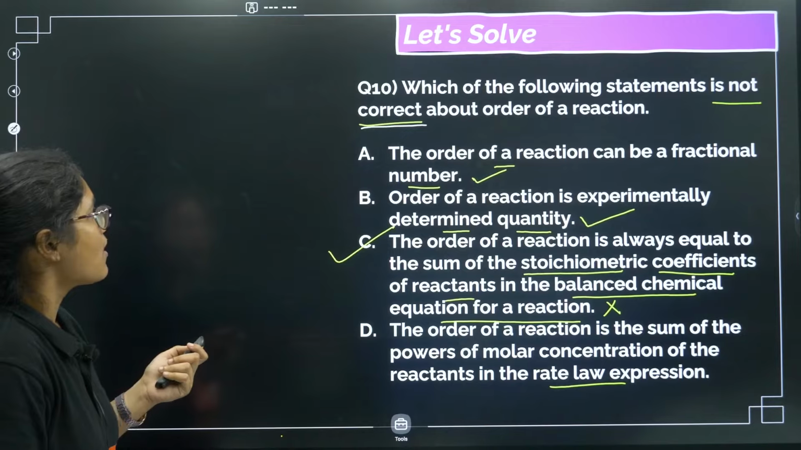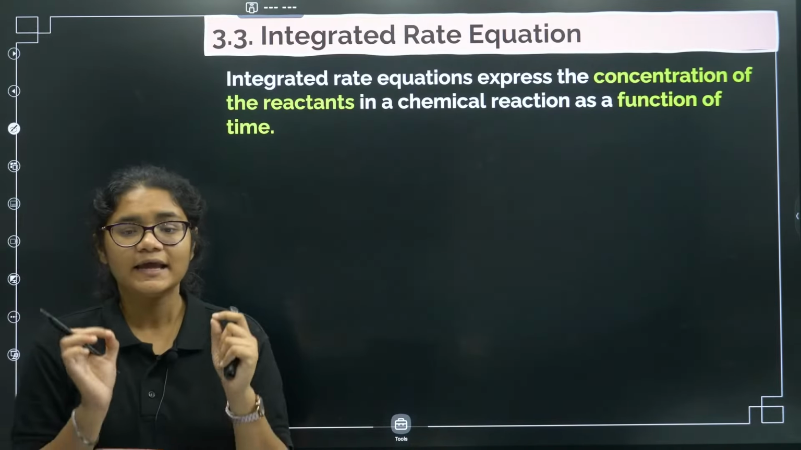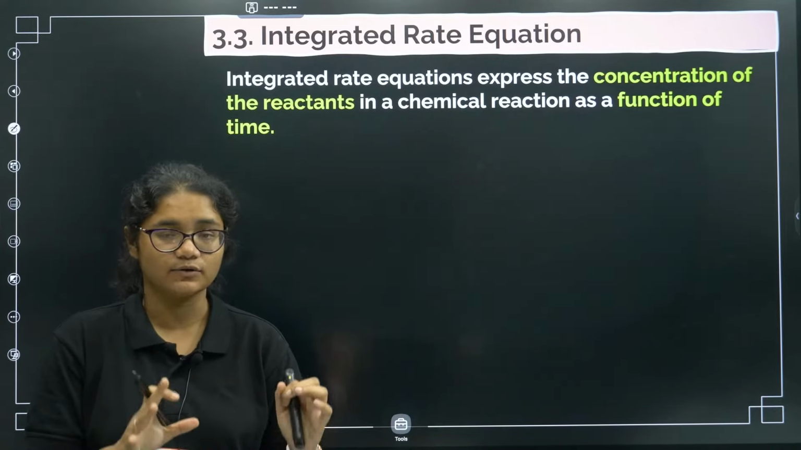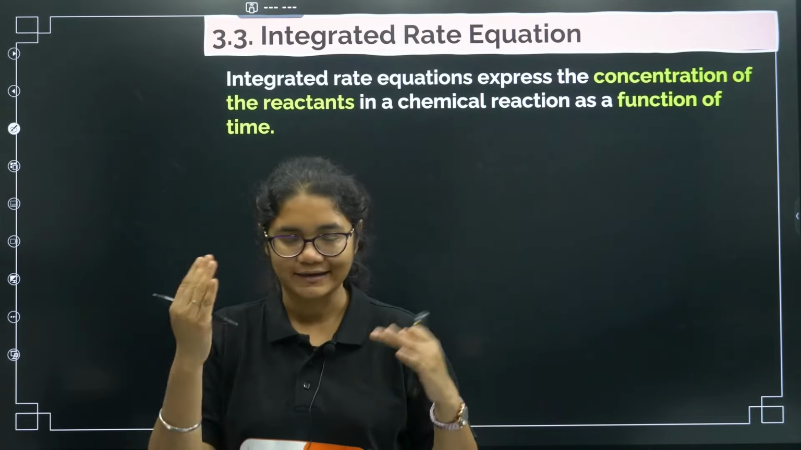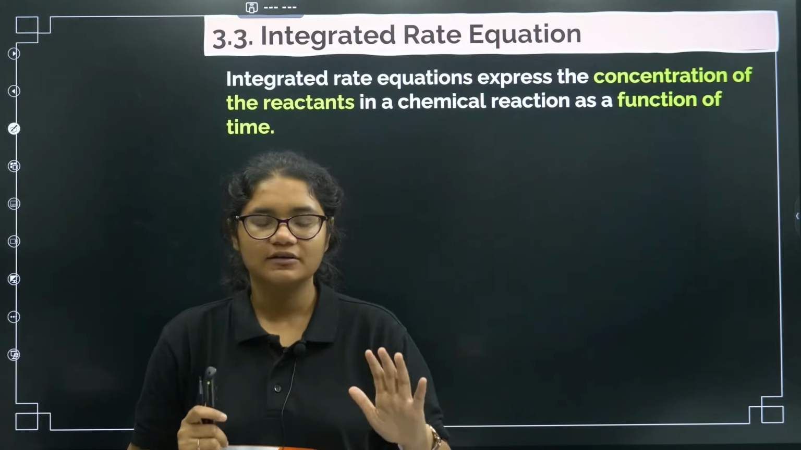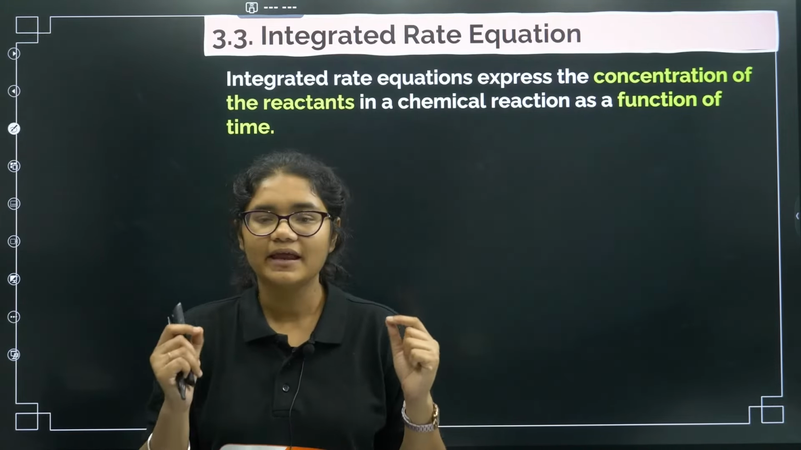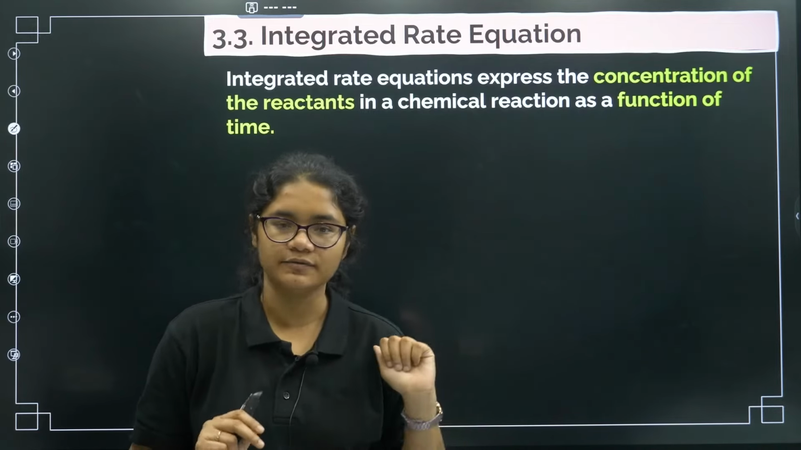Okay, now let us go to something called the integrated rate equation. What is the integrated rate equation? This is also a very important concept. So let's have a quick recap of what we have covered till now. First we saw types of rate, average rate and instantaneous rate. Then we saw the differential rate equation, right? And we did some problems based on this.